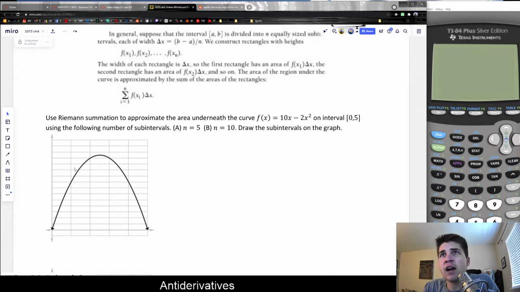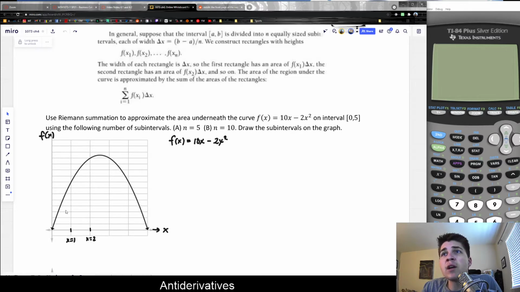So here I've graphed the function. I did not label it, but basically this is starting at 0, 1, and 2, and so forth. And this would be x, and this would be f of x. And our function, let's just write it down here again for the record, is 10x minus 2x squared.